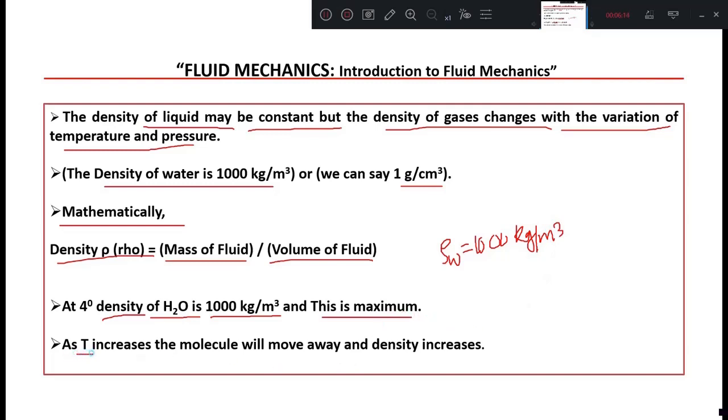As the temperature increases, the molecules will move away and the density decreases.